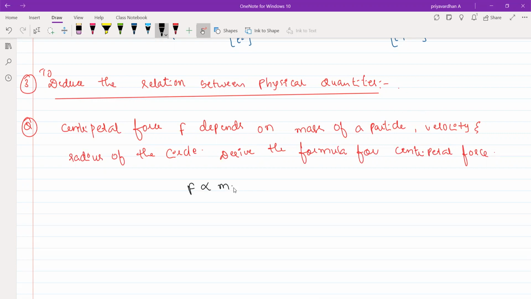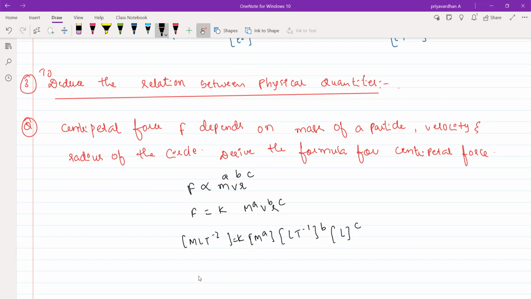So F I can directly say it is proportional to mass of the particle. It is proportional to velocity as well as it is proportional to radius. I'll try to have this one A, B, C. Yes, MV square by R. Correct. So instead of taking proportional each and every time, I can equate with the constant. So M power A, V power B and R power C. Dimensions of it can be taken ML T power minus 2, K, M power A, we know LT inverse, whole power B and L power C, we can write it.